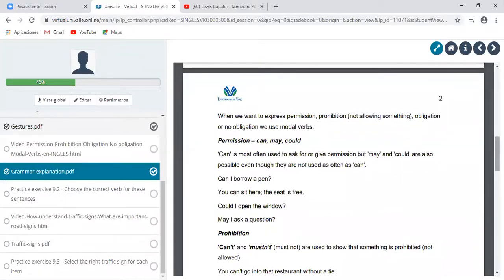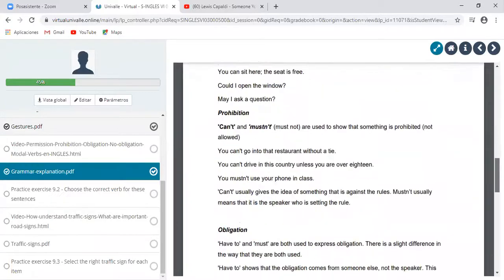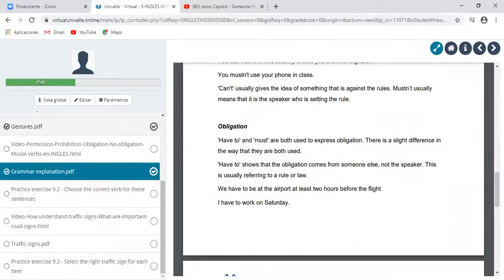As well, we have modal verbs for prohibition. In this case, we use can't in negative contraction and mustn't in negative contraction as well. Also, we have modal verbs to express obligation. In this case, we use have to and must in affirmative, okay?